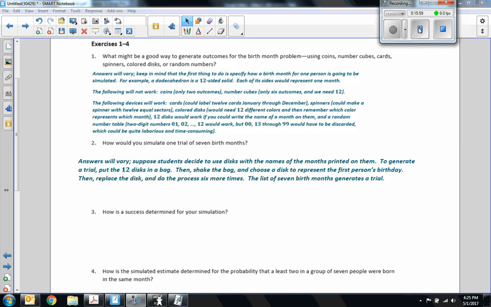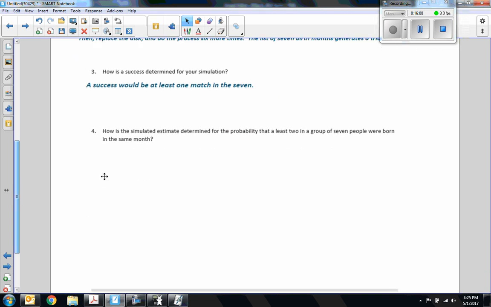Now it says, how is a success determined in your simulation? Okay, a success would be at least one match in seven. That would be a success. Getting two Februarys, two Marches, two Aprils, okay? Not getting any matches would be a failure.